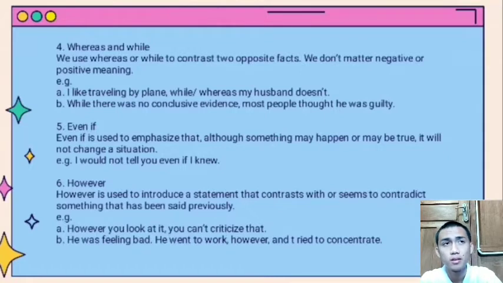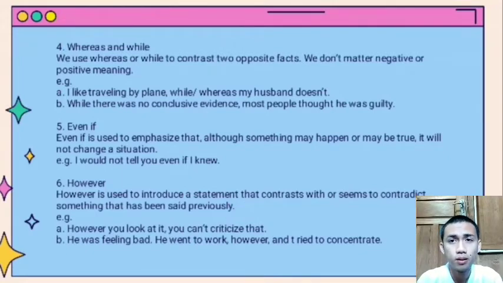Five: even if. Even if is used to emphasize that, although something may happen or may be true, it will not change a situation. Example: I would not tell you even if I knew. Six: however. However is used to introduce a statement that contrasts with or seems to contradict something that has been said previously. Example: However you look at it, you can criticize that. Two: He was feeling bad. He went to work, however, and tried to concentrate.